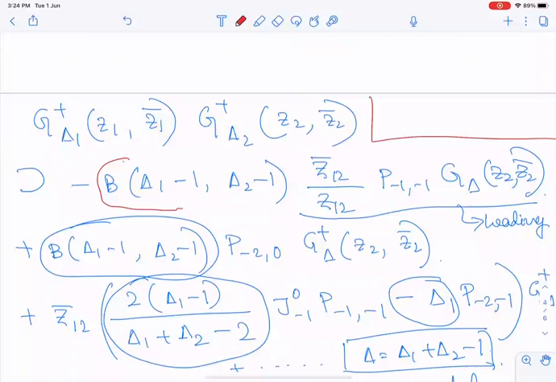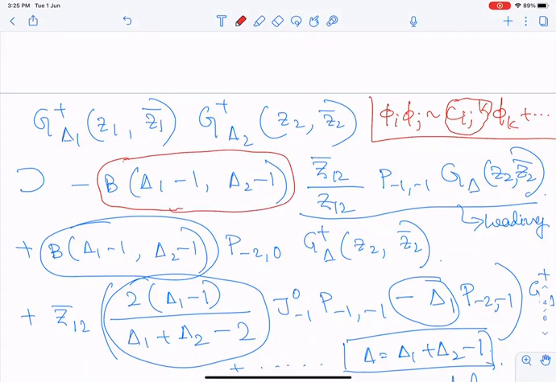If you just talk about this, so I have phi I phi j, then I have some c I j k phi k plus the descendants of phi k. Now this object is not fixed by the algebra, but we'll see that in this case they are still fixed, once I look at what kind of null states are there. So you can also determine this beta function in that way. I will not do that, but I will mention how that can be done.